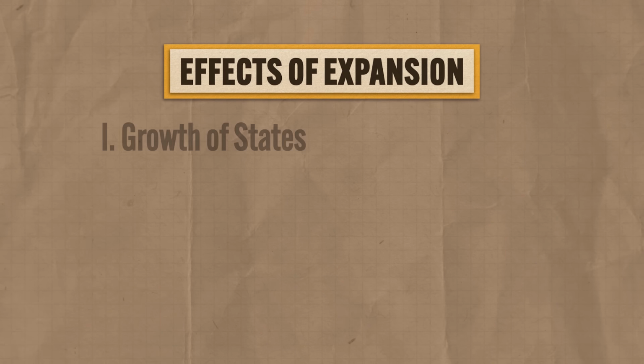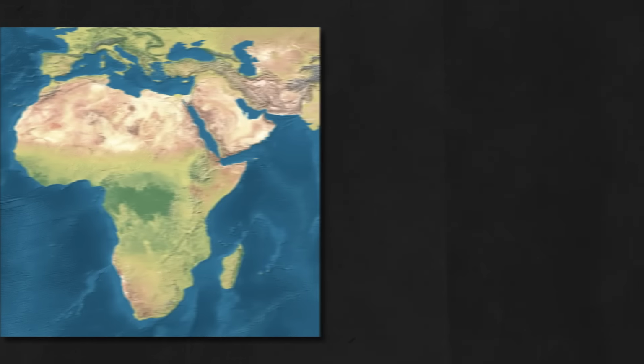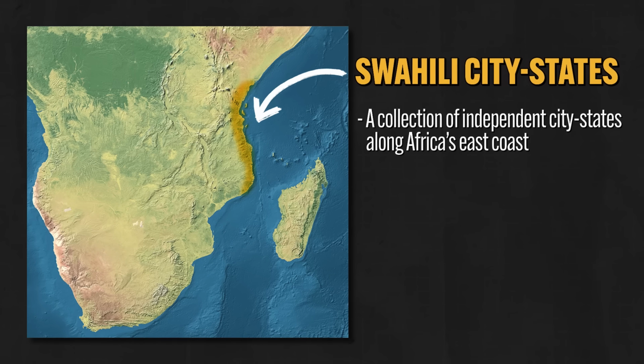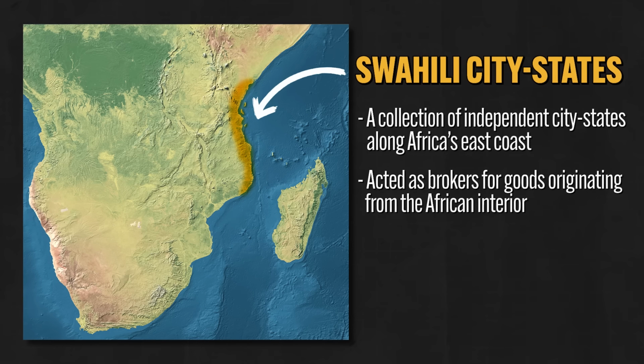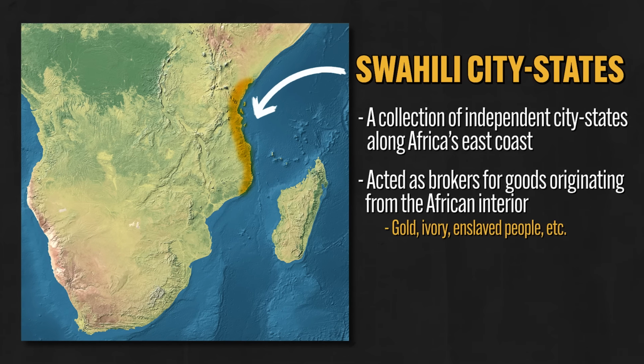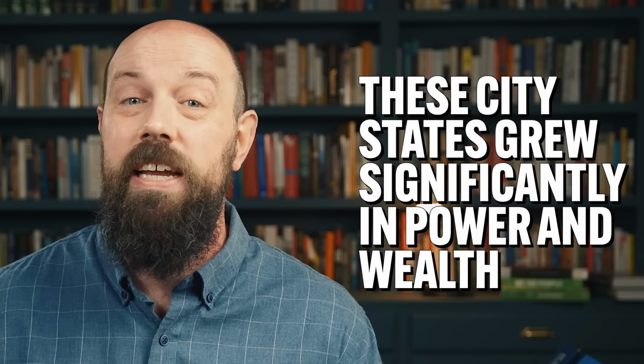And then just like on the Silk Roads, the expansion of the Indian Ocean Network fostered the growth of states. And there are a lot of examples here, but you only need to know one, so meet the Swahili city-states. Now this was a collection of independent city-states along Africa's east coast that acted as brokers for goods originating from the African interior, things like gold and ivory and enslaved people. And by playing this role, these city-states grew significantly in power and wealth.